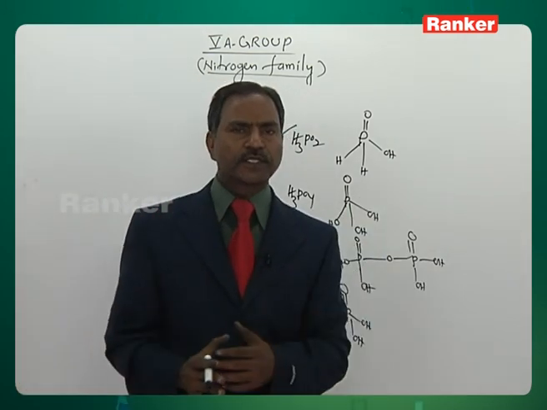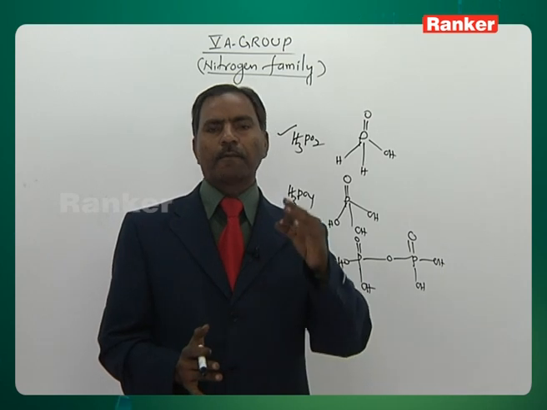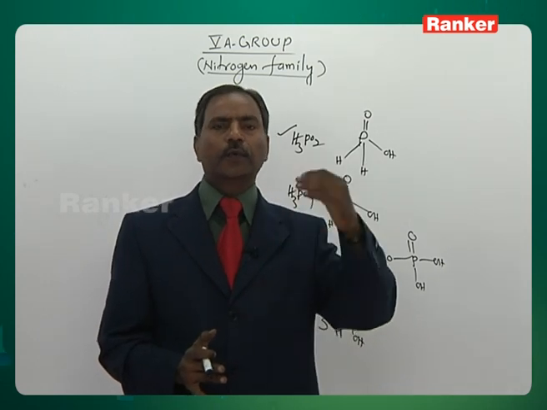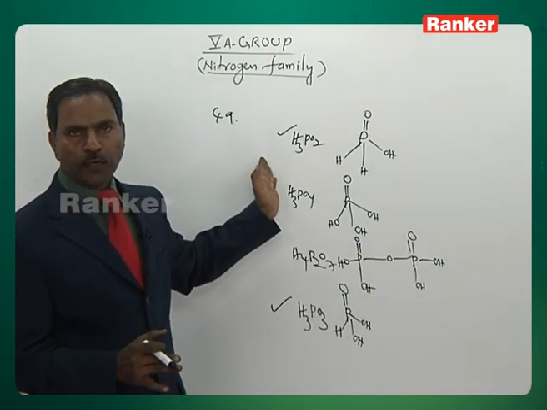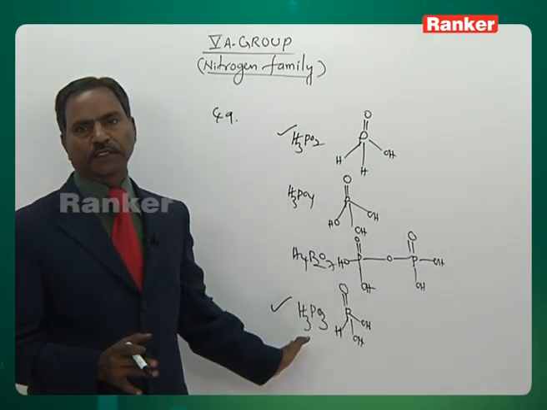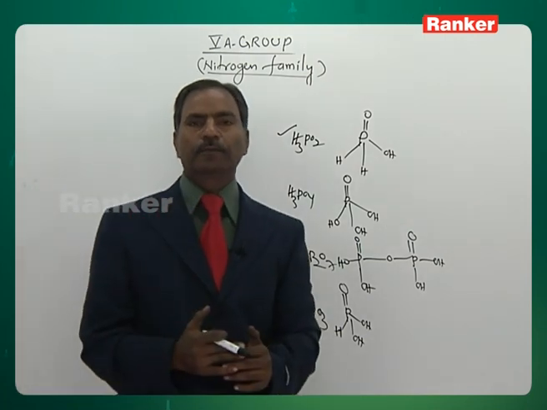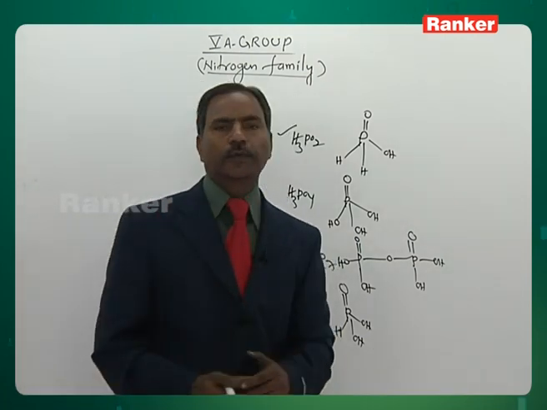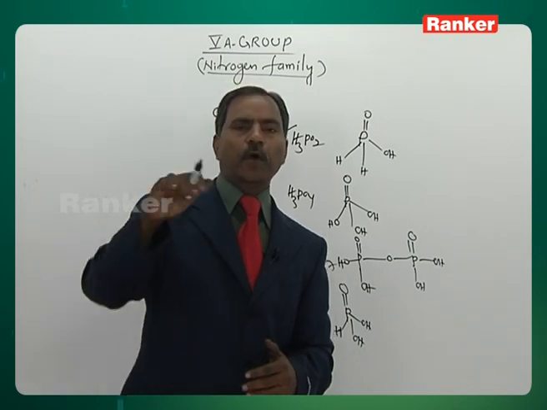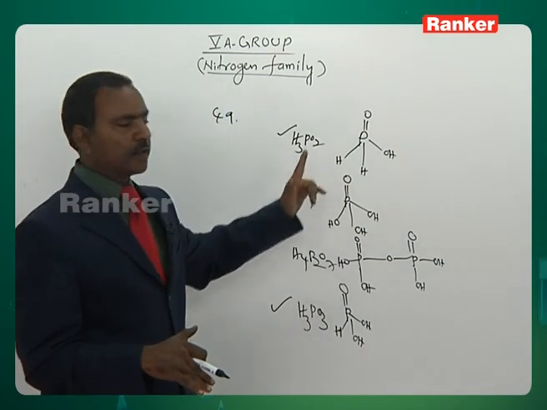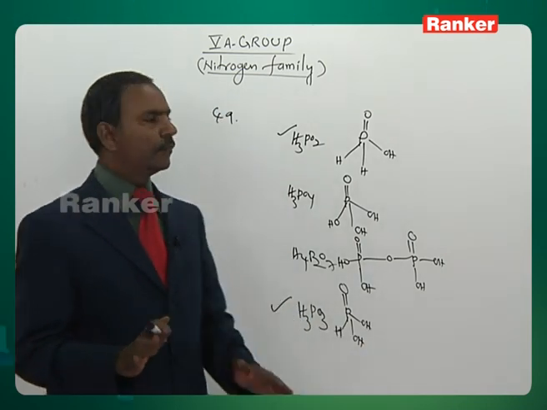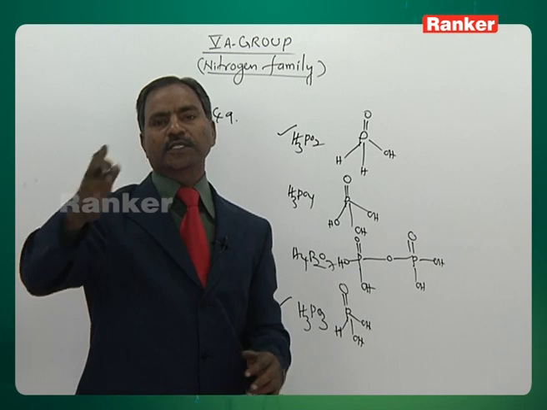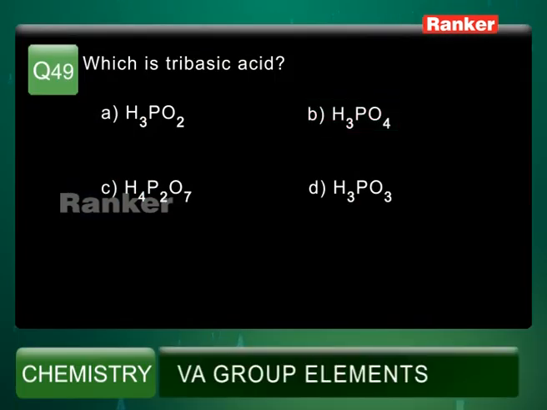In most of the other oxy acids, the number of hydrogen atoms is generally equal to basicity. But in these 2 cases, hypophosphorus acid and phosphorus acid, the number of hydrogen atoms is not equal to basicity. Hypophosphorus acid is only monobasic and phosphorus acid is only dibasic, not tribasic. Remember, the question here is tribasic acid we want. Therefore, here the answer is B.